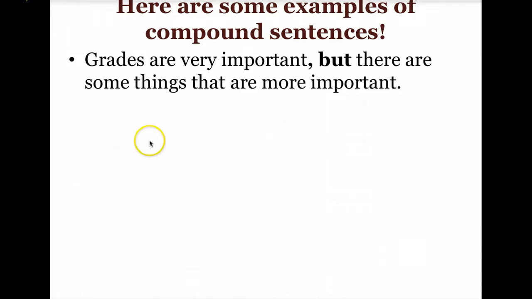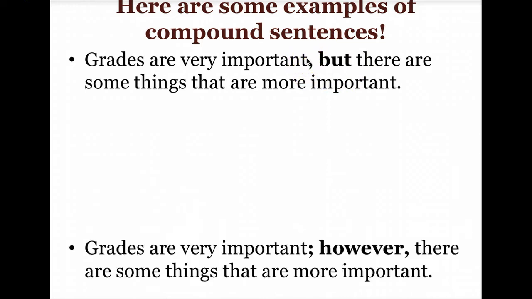Here's an example of that. Grades are very important, comma, but there are some things that are more important. I have two independent clauses that are joined here with a comma and a FANBOYS word. In this case, the FANBOYS word is but, right? Take special notice that the comma goes before the FANBOYS word.